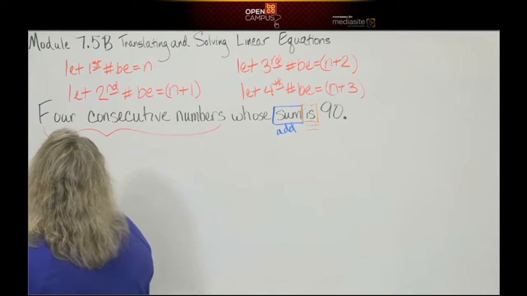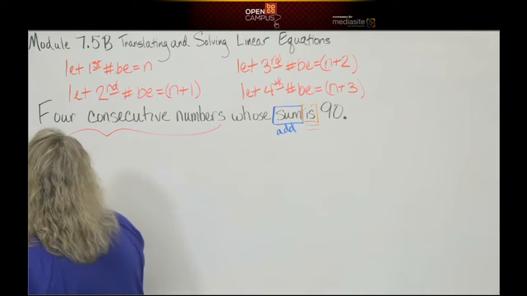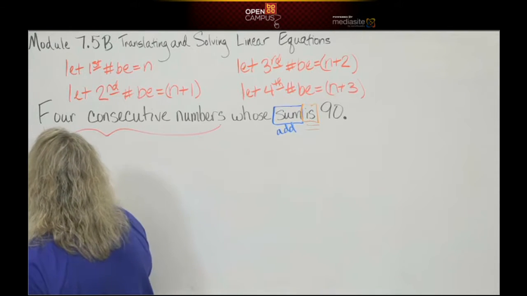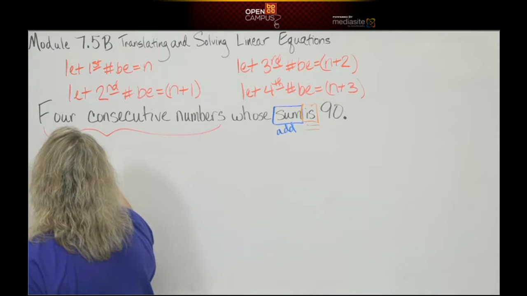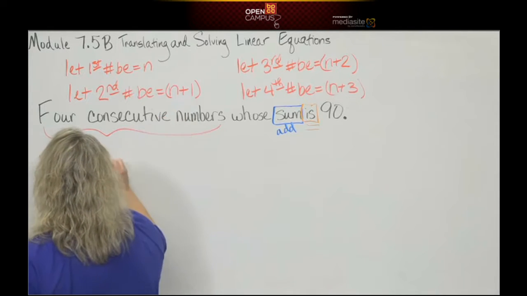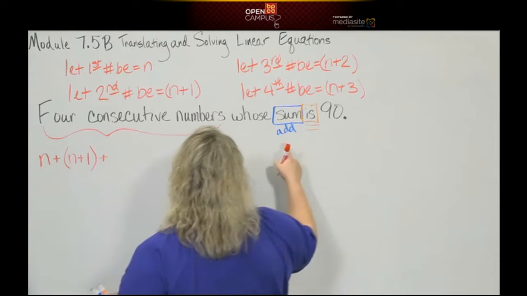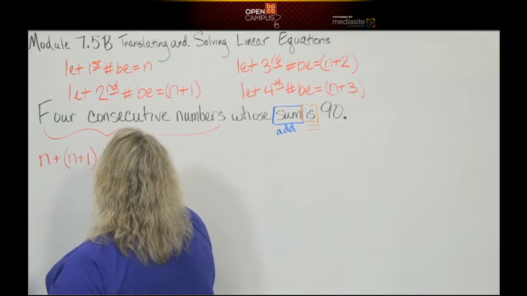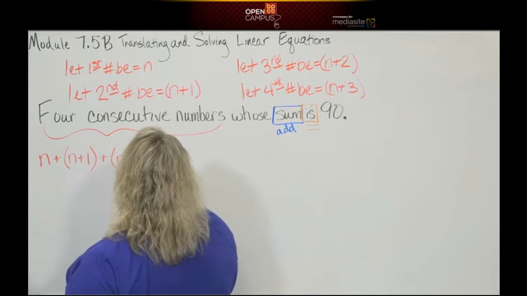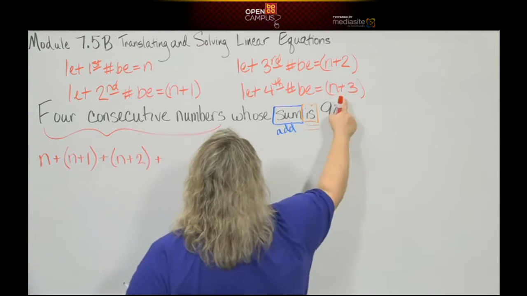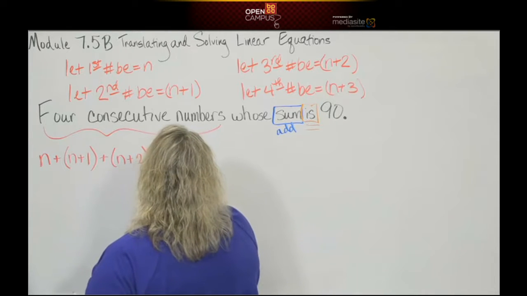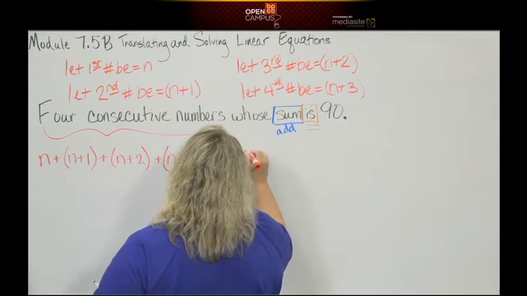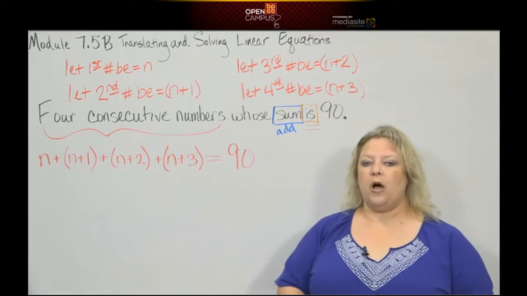So we have the first one, n. Sum means addition, so plus. The second number, n plus 1, right here. Plus, because it says sum. Our third number, n plus 2. The sum of, so add the next one, n plus 3, is equal to 90. So there is our whole problem written out.